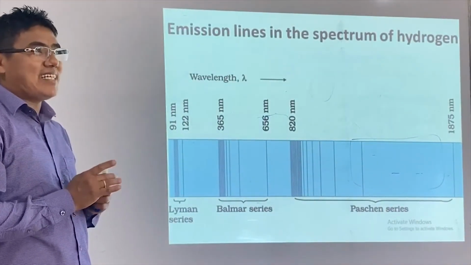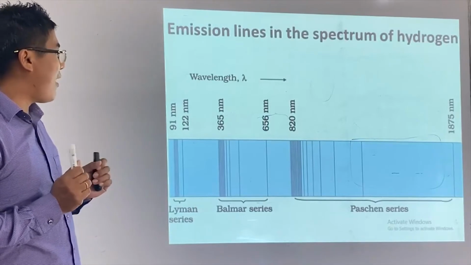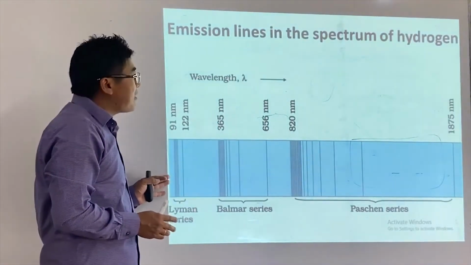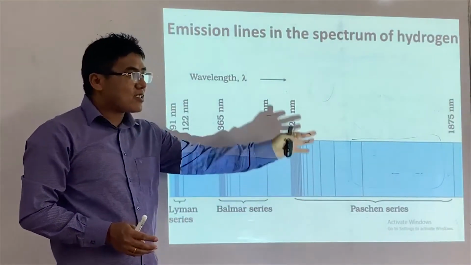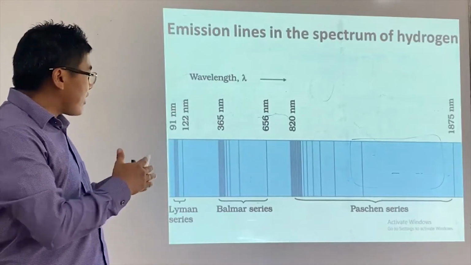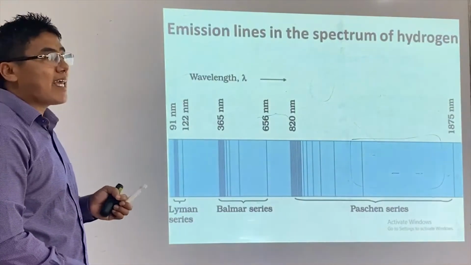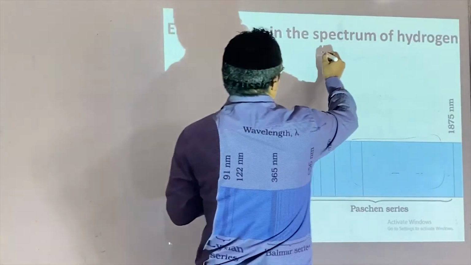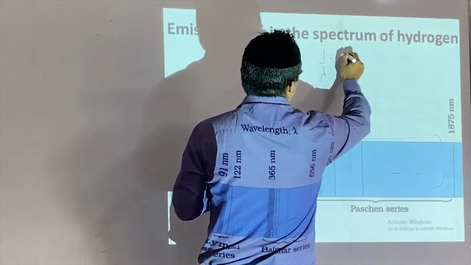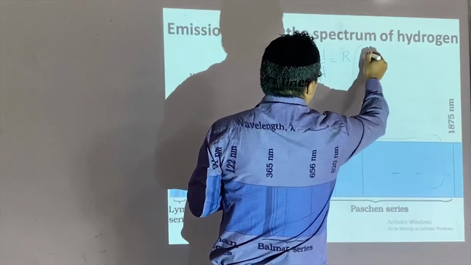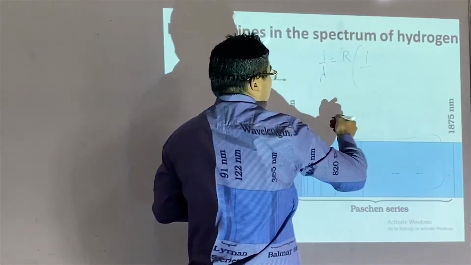The pattern is that the entire spectral series, whether it is the Lyman series, the Paschen series or the Pfund series, can be explained by using the Balmer formula. What is that Balmer formula? Lambda is equal to the Rydberg constant, and this is the final level.